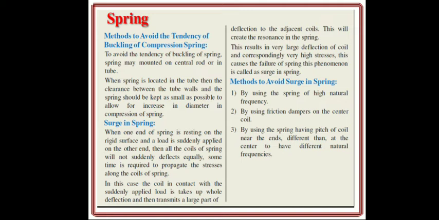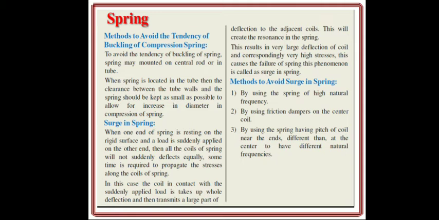This results in a very large deflection of the coil and correspondingly very high stresses, and this causes the failure of the entire spring. This phenomenon is called surge in a spring. So resonance will take place in that particular spring, and when resonance takes place, the whole spring may permanently fail, with large deflection and correspondingly very high stress. This causes the total failure of the spring, and that particular phenomenon is called a surge of the spring. Now, what are the methods to avoid surge in a spring?